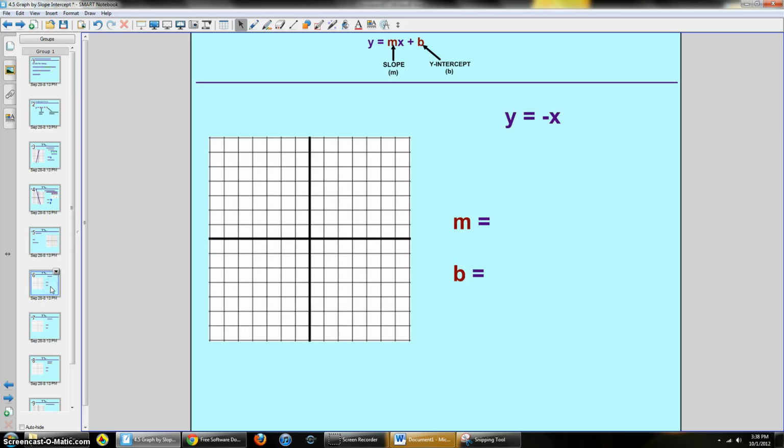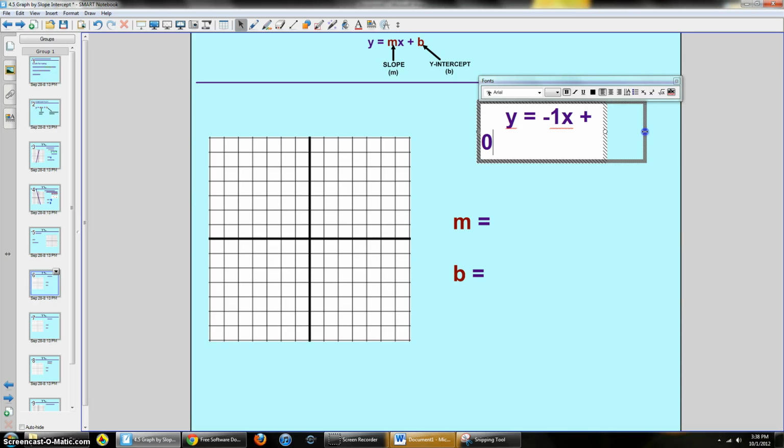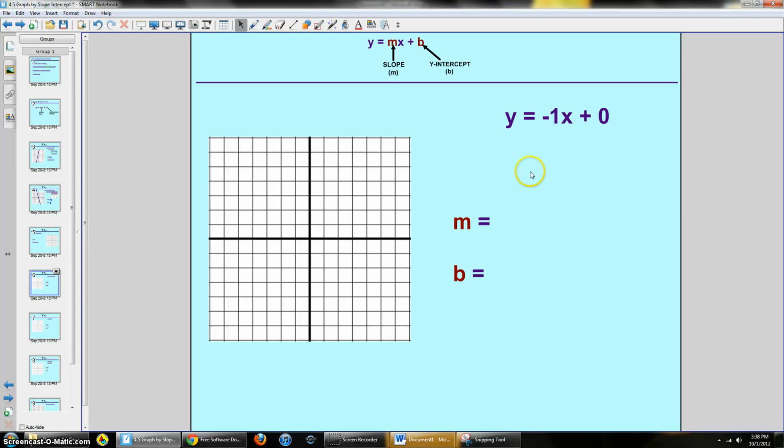There's a couple other weird ones like this one, where this one's often tricky for a handful of students. This really has a negative 1 in front. So your slope is negative 1 or negative 1 over 1, and you still have that plus 0 hanging out. So you have, again, an intercept of 0, or it goes through the origin.